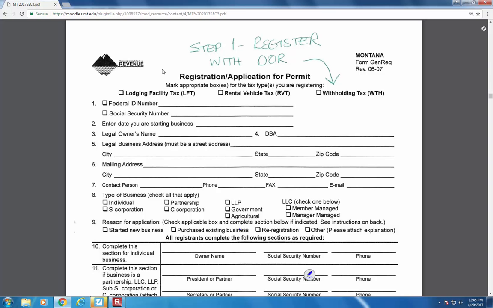I've got to apply for an FEIN, step number one. That's going to get you set up with the feds. Step number two, for Montana, I've got to apply to be an agent for withholding tax. Step number three, I have to apply with the Department of Labor and Industry to administer SUTA. And step number four, I have to apply with State Fund for workers' comp.